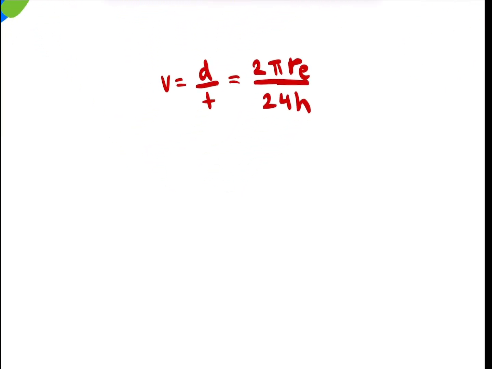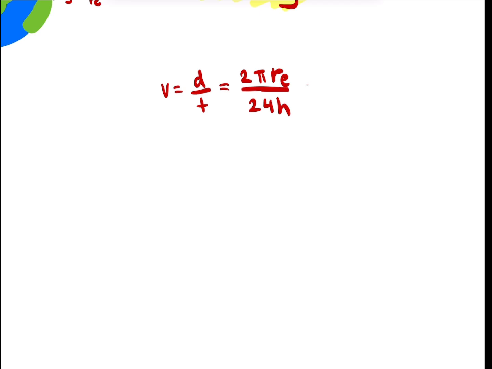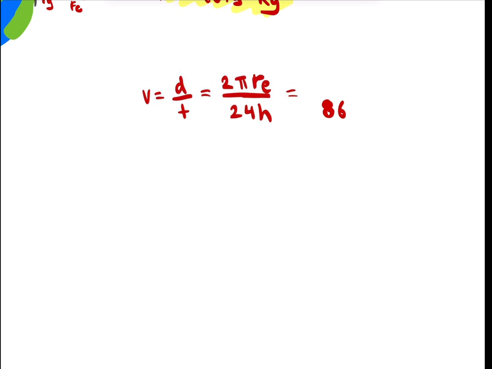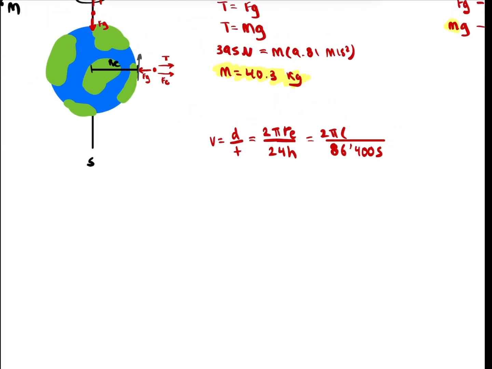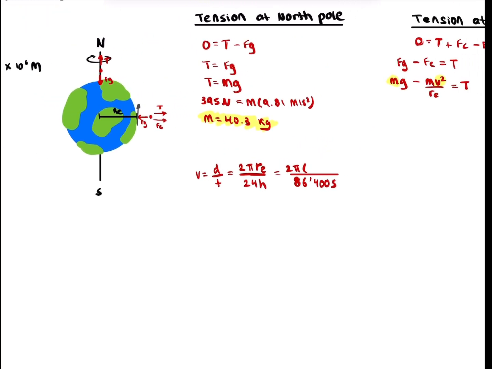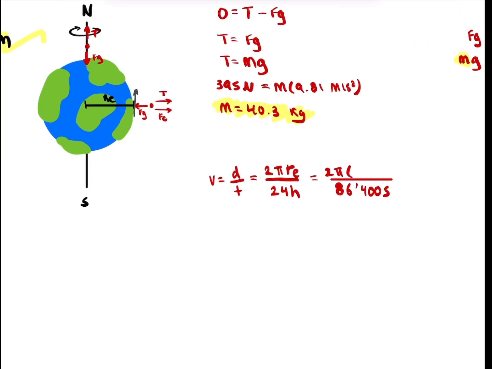Well, we can't use hours in our units. We need to convert that to seconds. So after doing the unit conversions, you should get 24 hours to be, I believe, 86,400 seconds. And for your numerator, it is 2 pi times the radius of the Earth, and I've written that down here. The radius of the Earth is 6.37 times 10 to the power of 6 meters.